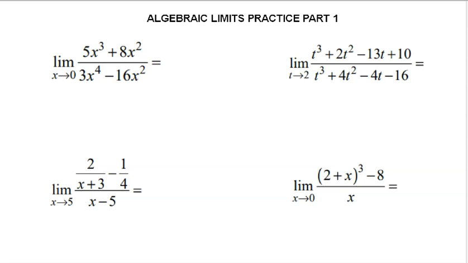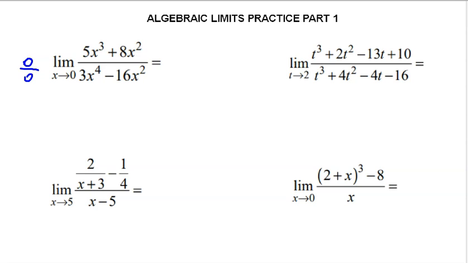In the first problem we have the limit as x approaches 0 of 5x cubed plus 8x squared over 3x to the fourth minus 16x squared. When you substitute 0, you're going to end up with definitely 0 over 0, which means we need to apply the factoring method, because it is the most suitable method for this kind of limit.